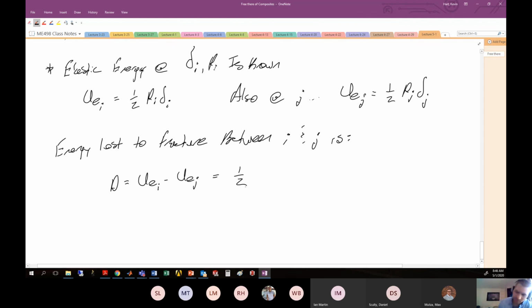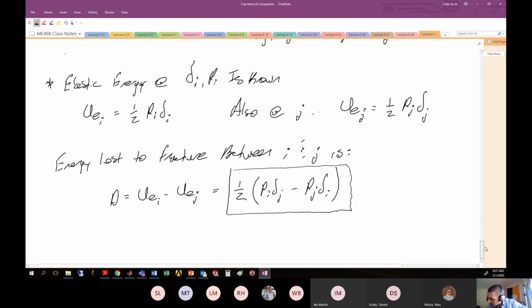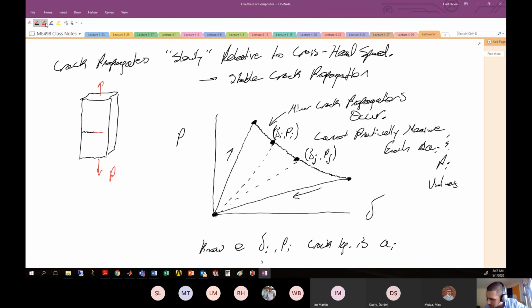Which is, if you work the math here, and I'll simplify as I go, you could rearrange this for yourself, but just know that this is going to be true: PI delta J minus PJ delta I. And this is the fracture energy between any two locations on your load displacement curve if you have this stable propagation behavior. So now we know the energy that was lost to fracture between any one of those 2 points. And so in this particular situation, the energy lost to fracture between these 2 points is like the energy contained in this area here.